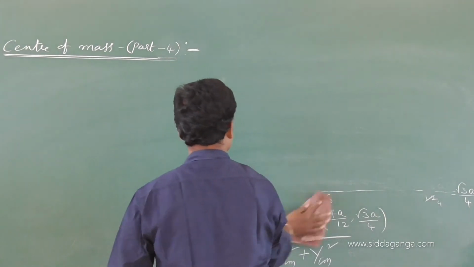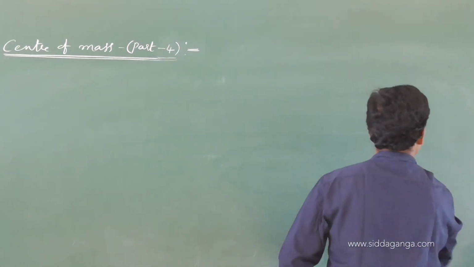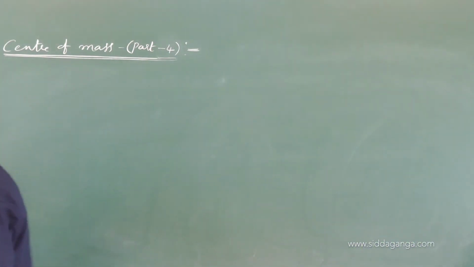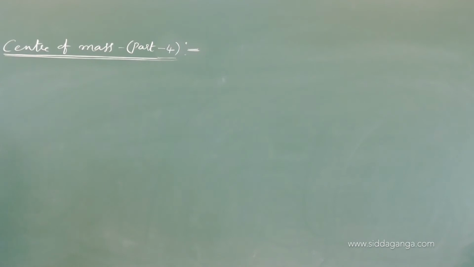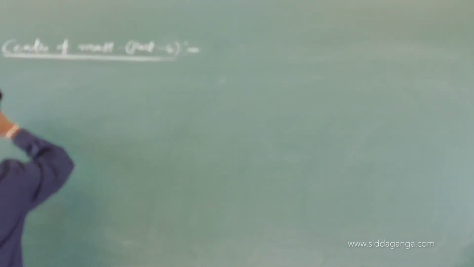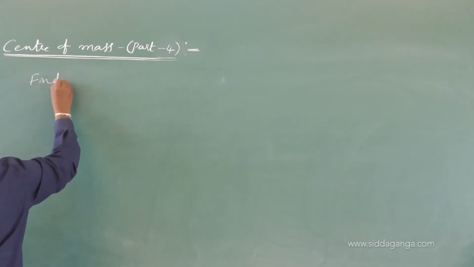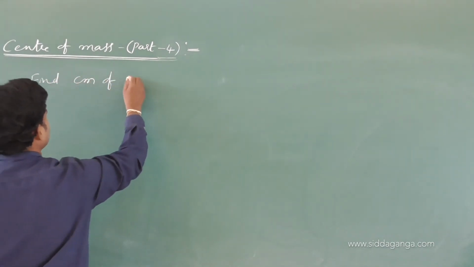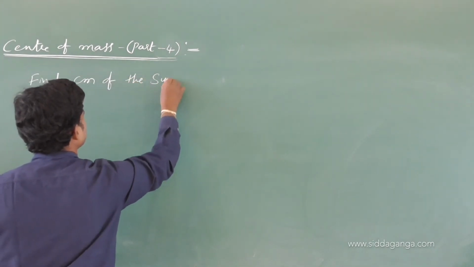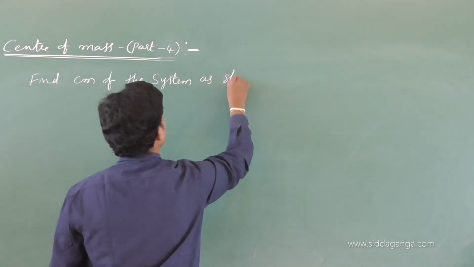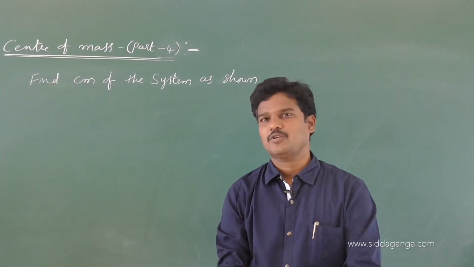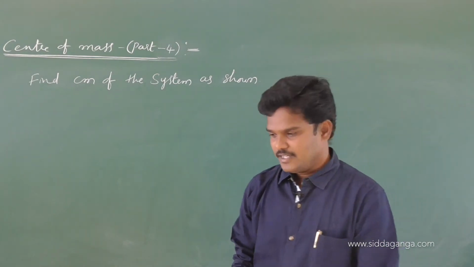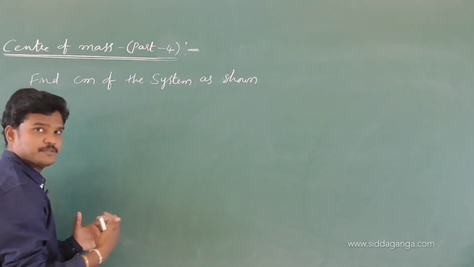Yeah, see one more question. So, let us find this. Find the center of mass of the system as shown. Let us see what type of system they have given. In a problem they will give the data clearly, but here I am going to explain the data. Let me draw the diagram. From the diagram we can expect what they have given.